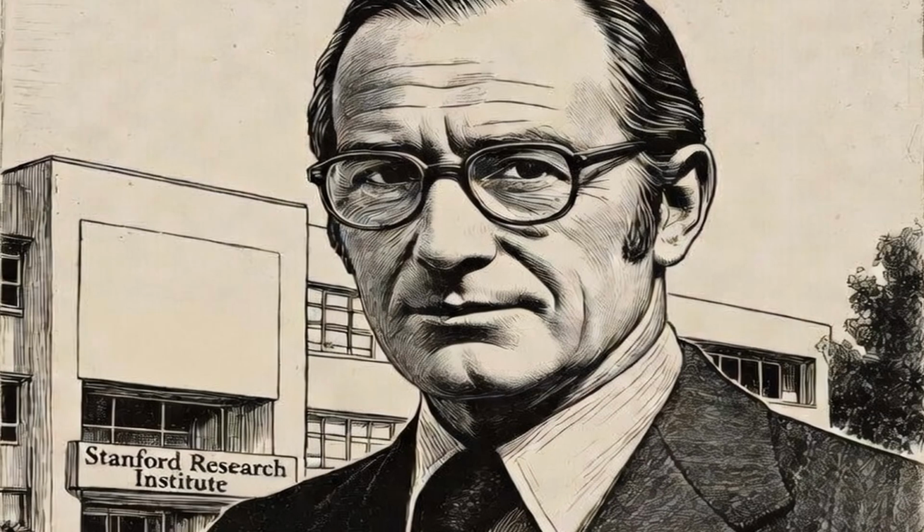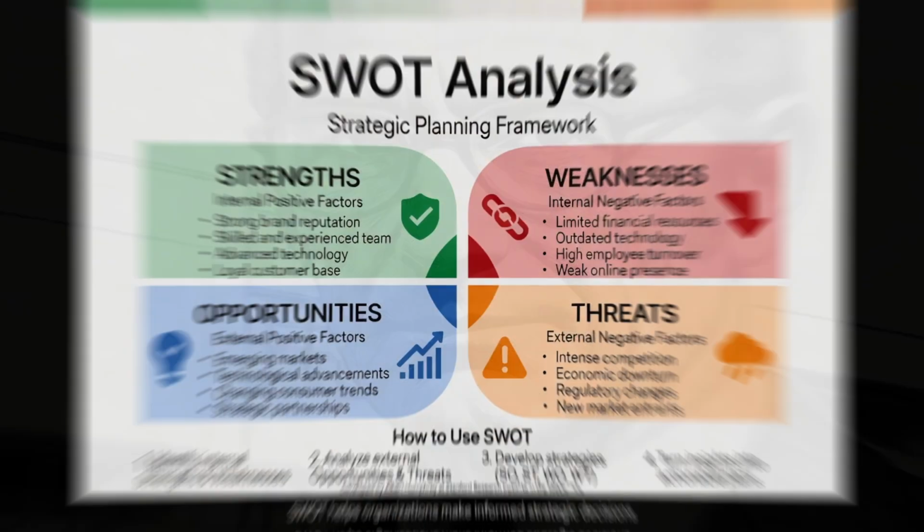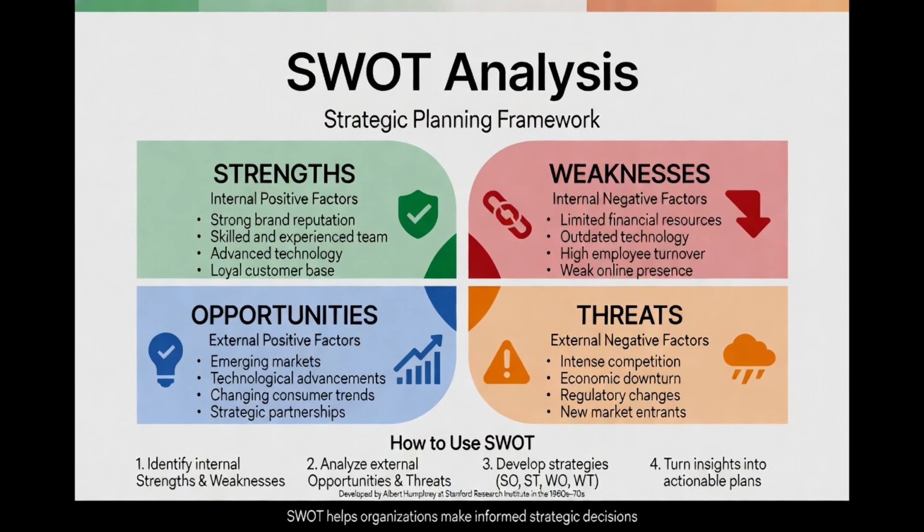The SWOT concept originated in the 1960s at the Stanford Research Institute, famously developed by Albert Humphrey. Its power lies in its simplicity and comprehensive view. What is SWOT? It is a framework used to evaluate an organization, project, or person's competitive position. It organizes all factors into 4 key areas: strengths, S; weaknesses, W; opportunities, O; and threats, T.